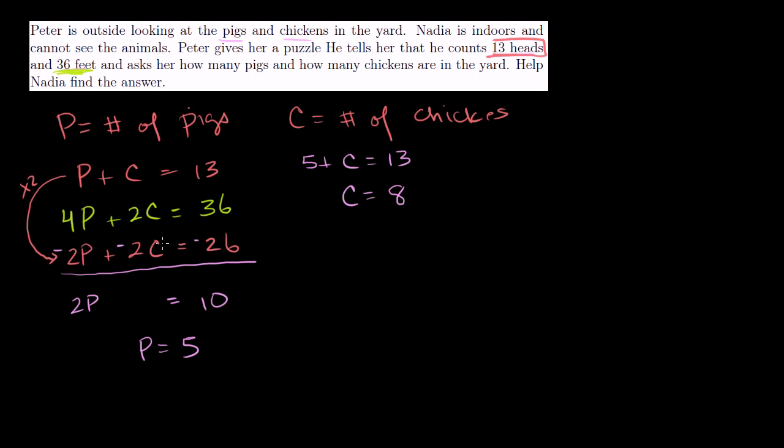Now if this confuses you, you might want to try it with substitution. But I have many videos on solving systems of equations where I go a little bit slower and explain a little bit more of the logic of it. So whatever floats your boat. But either way, Nadia should hopefully guess or hopefully solve for 5 pigs and 8 chickens. And it should work out, right? You have 13 animals, so you have 13 heads. And if you multiply 5 times 4, that's 20 pig feet, plus 16 chicken feet. 20 plus 16 is 36 total feet.